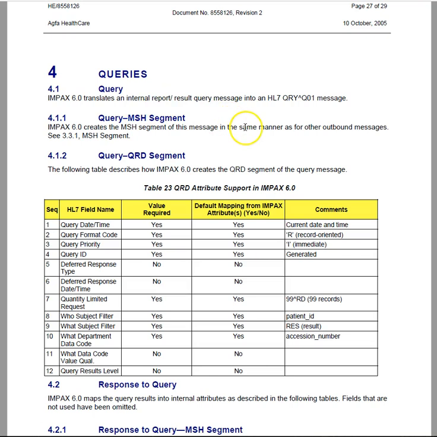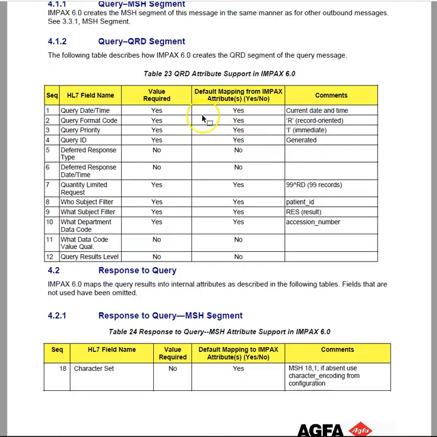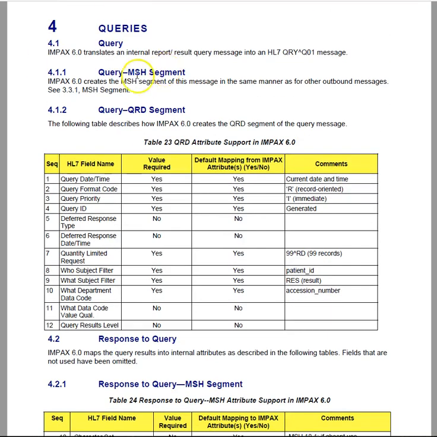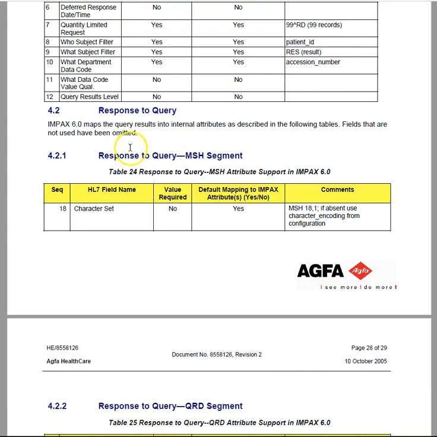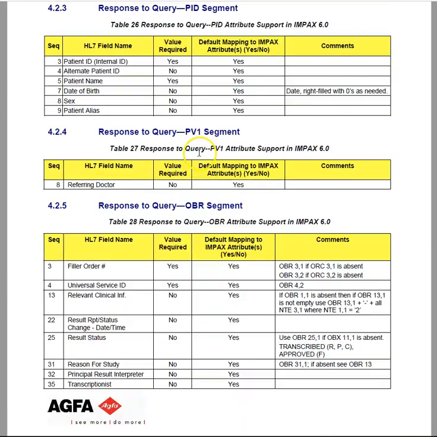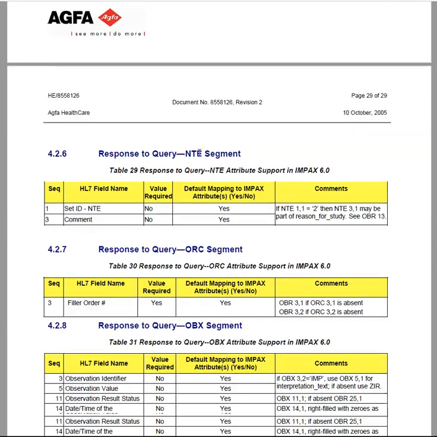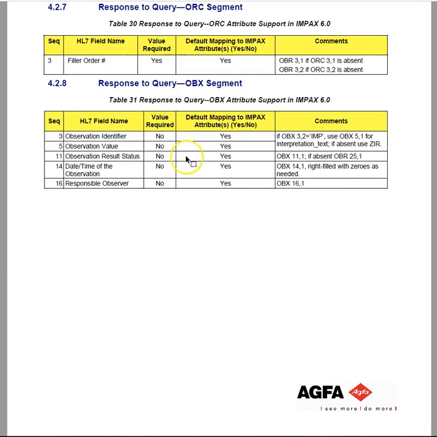So, Chapter 4, queries. This is the query MSH segment, the QRD segment, responses to queries, how PACS will behave in response to HL7 queries. And that's the end of the document. Hopefully you have a good idea how to use it, and you'll be successful in your worksheet activity this week. Thank you for watching.